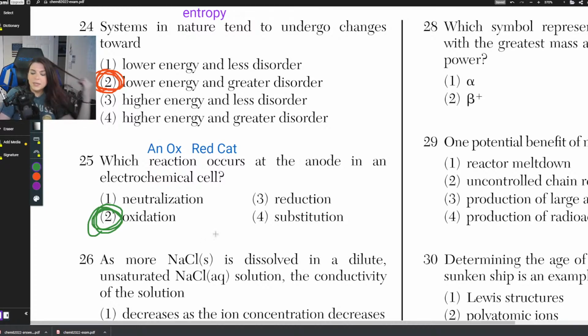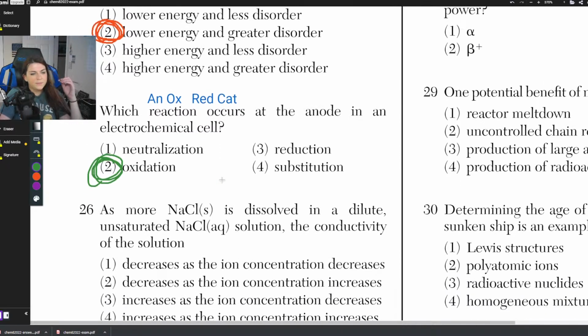Neutralization is just acid-base neutralization. You don't need an electrode for that necessarily. Substitution is an organic reaction. Anode is a redox term, right? So you wouldn't use the acid-base term and you wouldn't use the organic term. That would put it between oxidation and reduction, which at least gives you a 50-50. But An Ox and the Red Cat can help you with that.